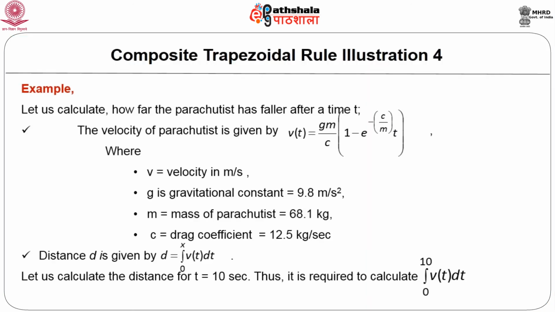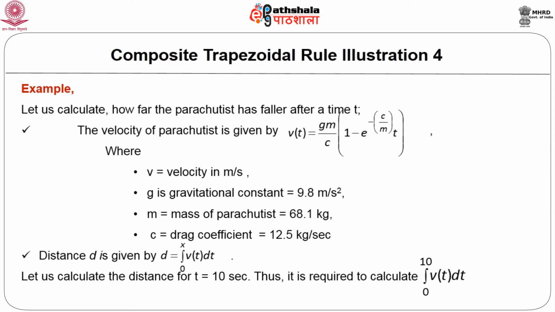See, this is one example whose result is already known. It is integrable, but for illustration purposes, let us take the example of the velocity of a parachutist, which is given by g m by c times 1 minus e raised to the bracket c by m into t, where velocity is in meters per second. g is the gravitational constant given by 9.8 meters per second square. m is the mass of the parachutist, in this example 68.1 kg, and c is the drag coefficient, given by 12.5 kg per second.